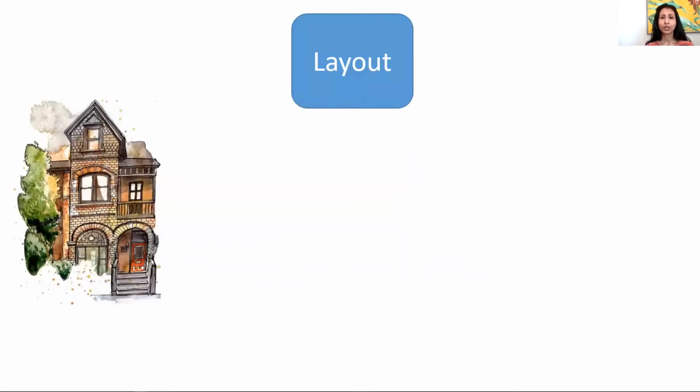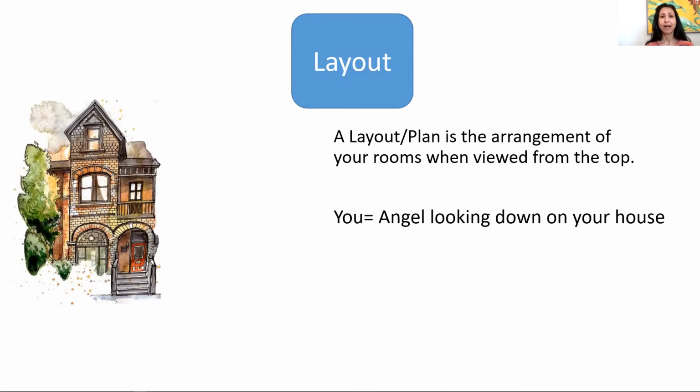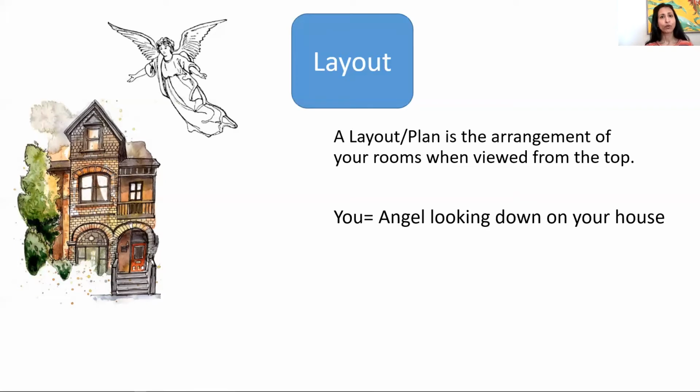Starting with the layout. What is a layout? A layout is also called the plan, which is how you see your house from the top after you have removed the roof or the ceiling. So the first thing to do here is imagine yourself like an angel floating above your house. The second thing to do is use your angelic powers to lift the roof or the ceiling of your house and look down at it.